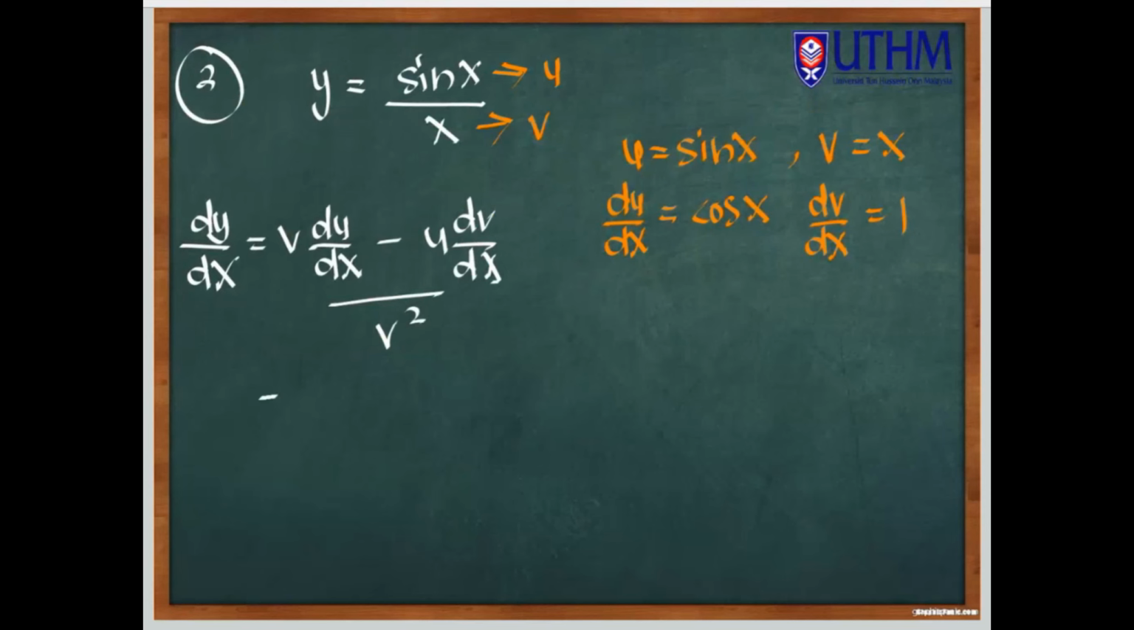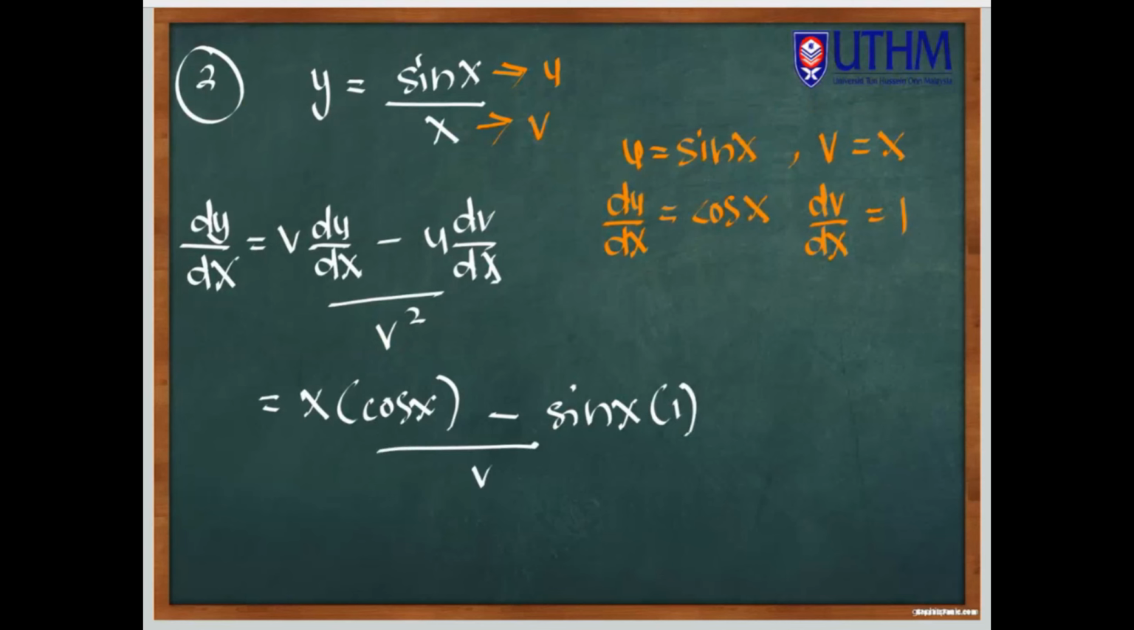So therefore, we just insert everything that we already found. v is equal to x, du dx is equal to cos x, minus u is equal to sine x, dv dx is equal to 1, divided by v squared. So we can simply write x cos x minus sine x divided by v squared.